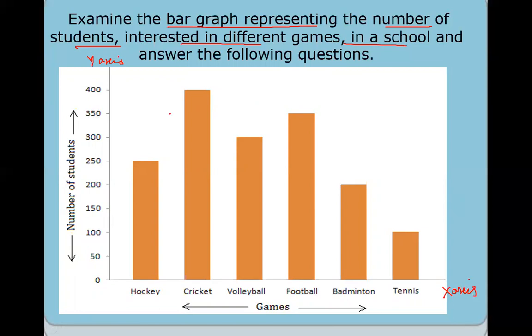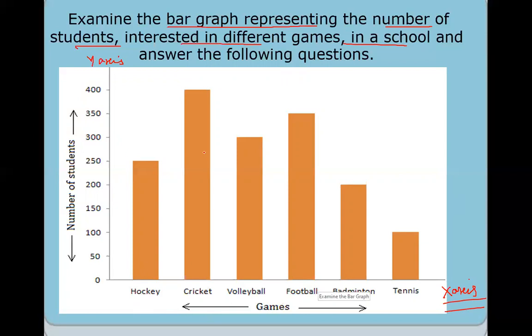Right? And on the y-axis, what is being represented? It is representing the number of students, and the values show how many students like the games very much. On the x-axis, the games are plotted for the number of students. Each and every game is represented on the x-axis.